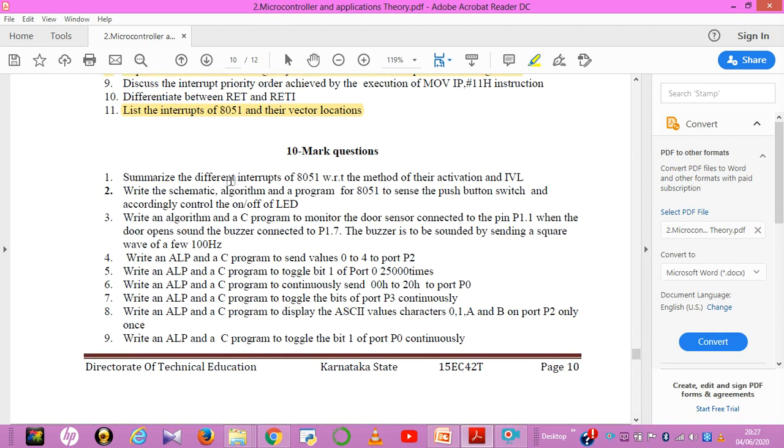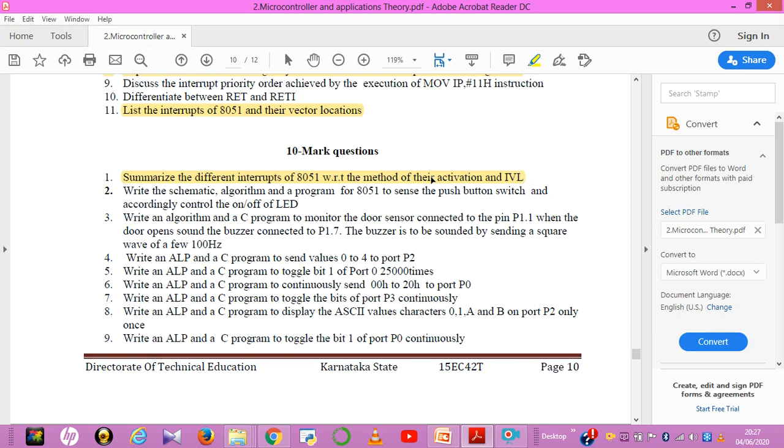In 10 marks questions: summarize the different interrupts of 8051 with respect to method of their activation and interrupt factor table. IVT means interrupt factor table. Here first you have to summarize all the different interrupts of 8051. In total you have 6 interrupts. In the IVT you will get only 5 interrupts, according to the vector location. The 6th interrupt is reset, whose vector location is 00. So leave that one. In the IVT, all the remaining locations I have given.